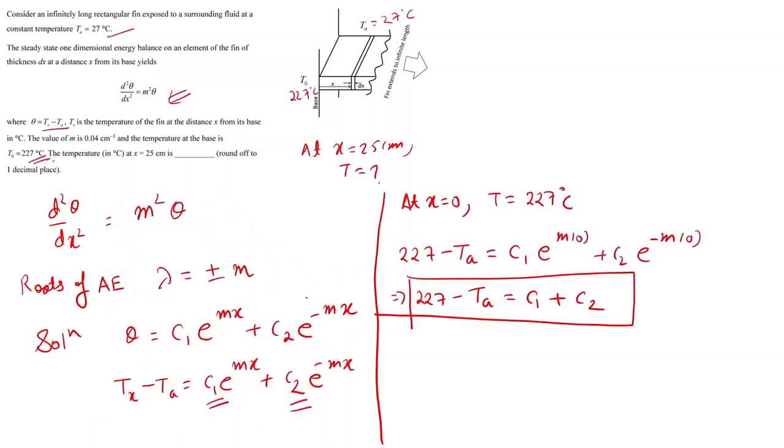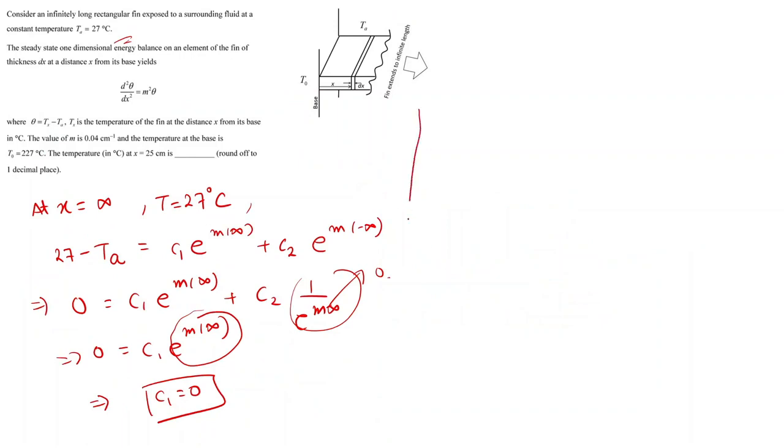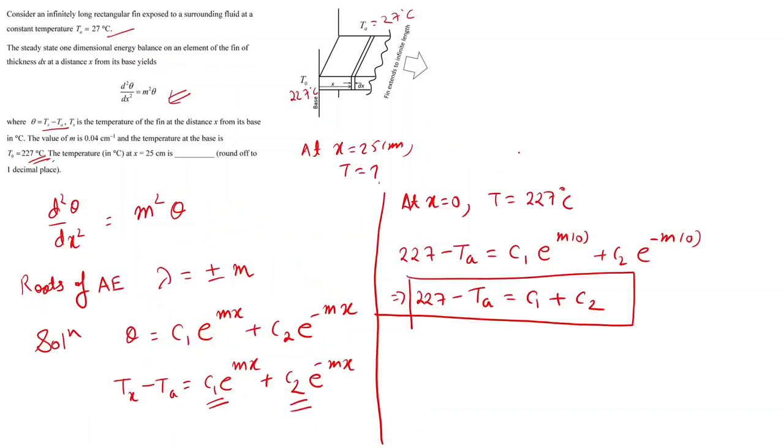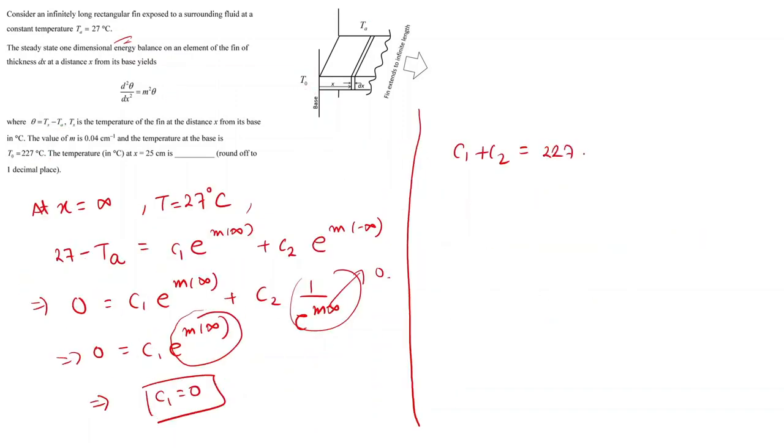And from the earlier equation, we had C1 plus C2 is equal to 227 minus Ta. So we will put C1 equal to 0 over here. C1 plus C2 was equal to 227 minus Ta, so C2 is equal to 227 minus, we also have the value of Ta, that is 27. So C2 will become 200.